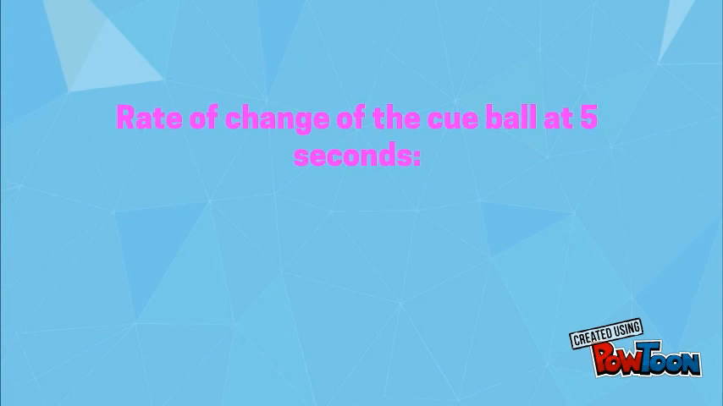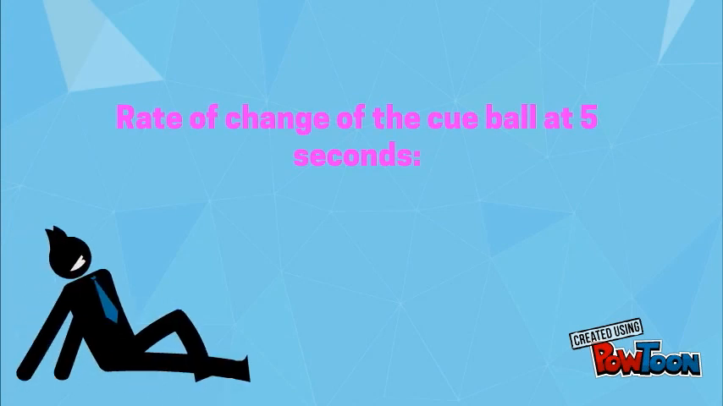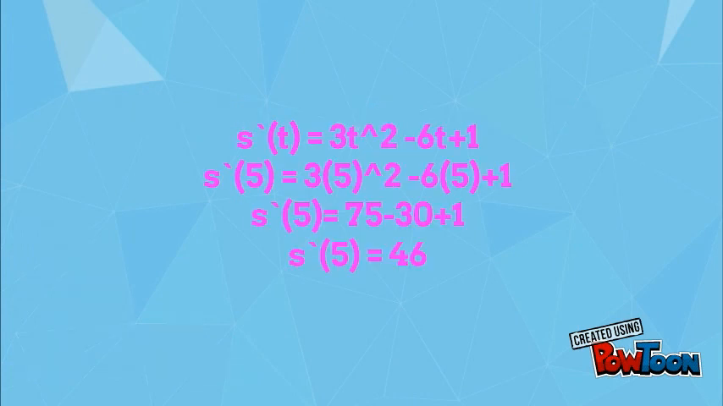Now that we have the rate of change of the cue ball from taking the derivative, we can find the rate of change at 5 seconds by plugging 5 back into t in the derivative equation. Finding the rate of change at 5 is done by plugging 5 back into the equation, 3t squared minus 6t plus 1. You simplify it down to 75 minus 30 plus 1, and then that equals 46.